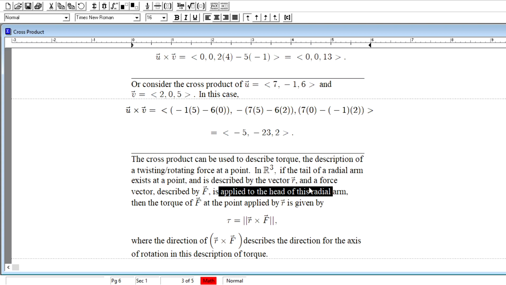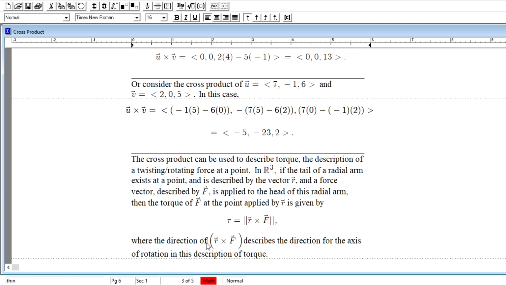then the torque produced by the force at that point applied by that radial arm is actually going to be given by the magnitude of the cross product for vector r, the radial arm's description, with the force vector description. And that magnitude will be the actual measurement of the torque.